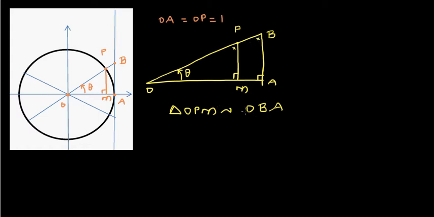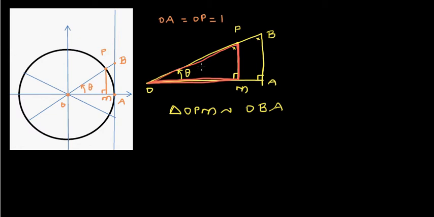So let me use different colors. This is the inside triangle. This inside triangle is similar to the mother triangle. This is the daughter triangle, which is inside the mother triangle OBA. Okay, so using the rule of similar triangles, before that, let me show one more fact.